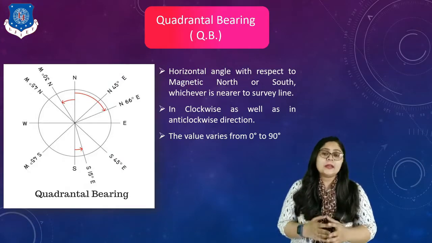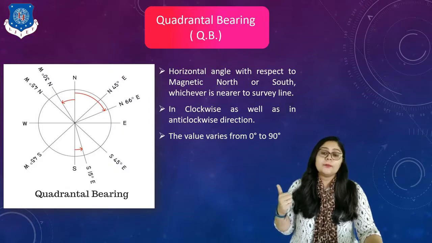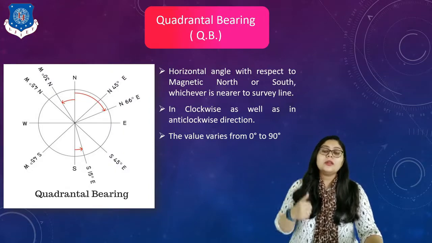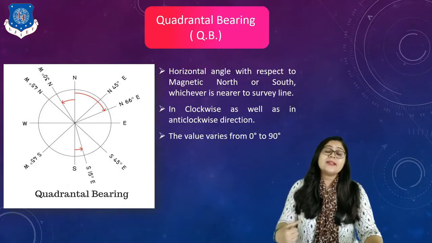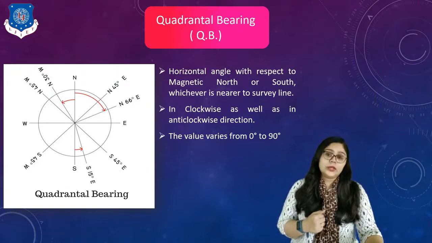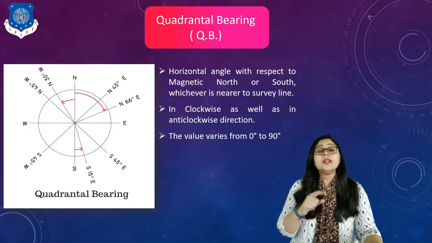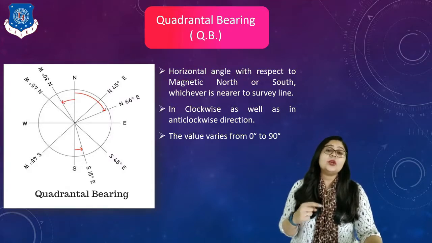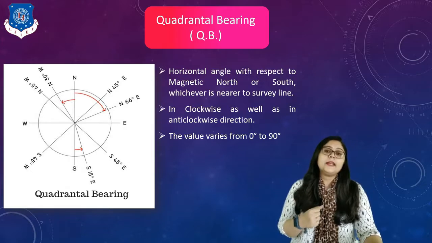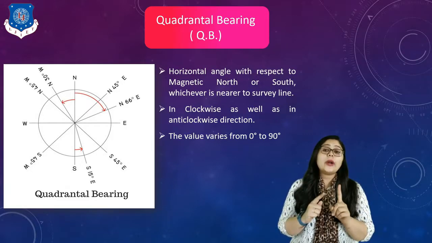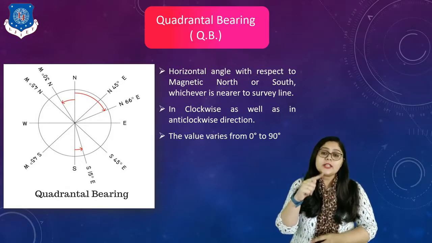Now what I am saying, for that see in this figure. Here when the north is marked, consider it to be 0 degree. Again at south, consider it to be 0 degree. Why? Because we want the value of the quadrant as 0 to 90. It means the east and west should be 90 degree, right? So the first quadrant is known as the northeast quadrant.